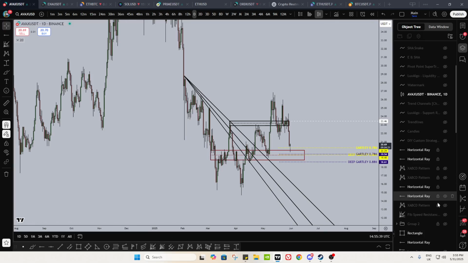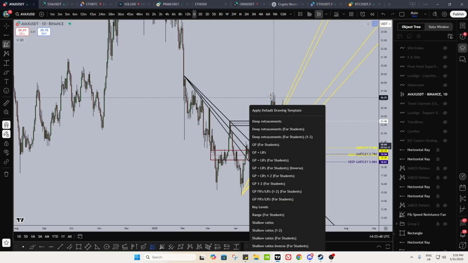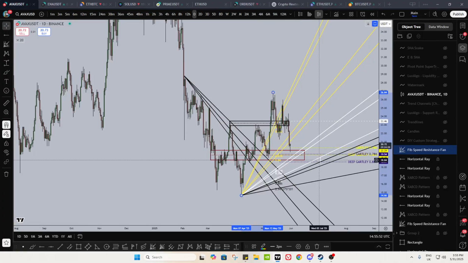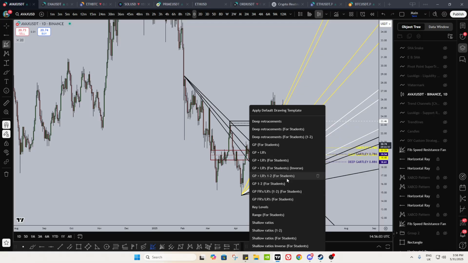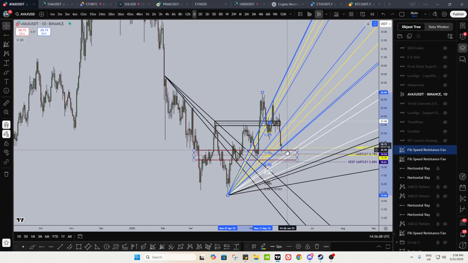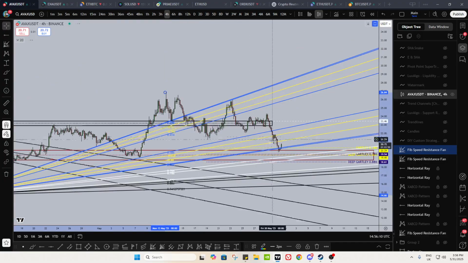Do I have fifth speed resistance fans compared to this high to this low? So what I'm going to do is take this and look at deep retracements. So you know this would be lining up with a deeper retracement, right? But to be honest, 1 second, 702.707. I think 702.707 has hit. Yeah, so that's what we've been pivoting off of for now.